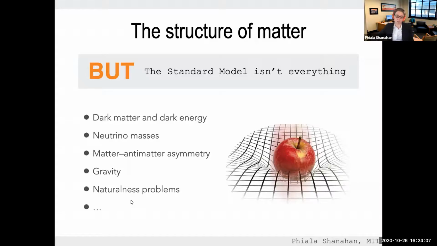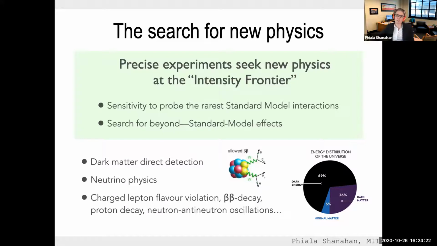And so one of the key drivers, of course, is to understand and further constrain the physics beyond the standard model. And just one of the ways we can seek to do this, which will be, again, relevant to this talk, is at what we call the intensity frontier. So this is when we are probing the rarest standard model interactions to search for beyond standard model effects. This includes things like dark matter direct detection experiments, aspects of neutrino physics, searches for double beta decay, and so on. And the idea is if you're looking for something really rare, you want to increase the probability of seeing it. You want to increase the cross-section as much as possible.